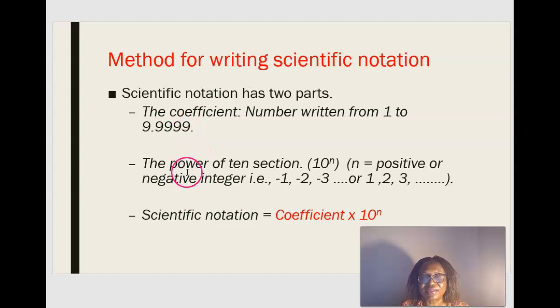Then the second part is the power of 10 section. We normally write it like this, 10 to the n, and n can be a positive number or it can be a negative number, which is, if it's negative, it can be -1, -2, -3, or if it's a positive number, it can just be 1, 2, 3. So the scientific notation is just coefficient times power of 10.